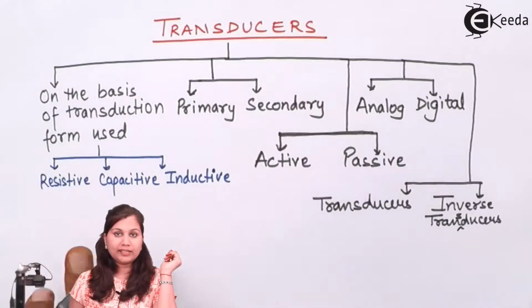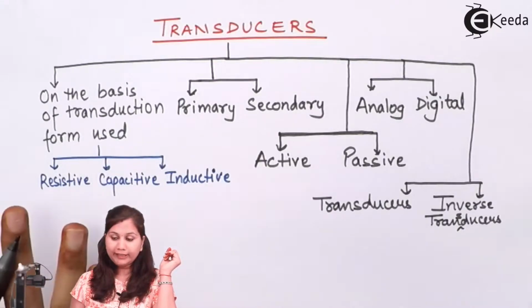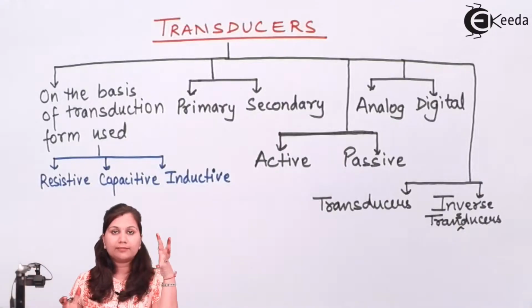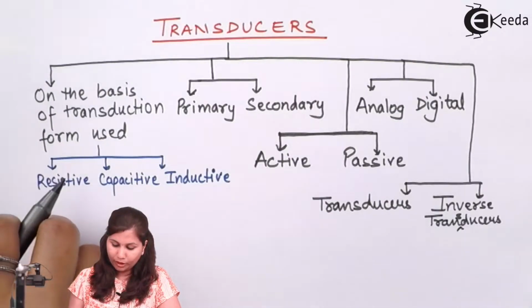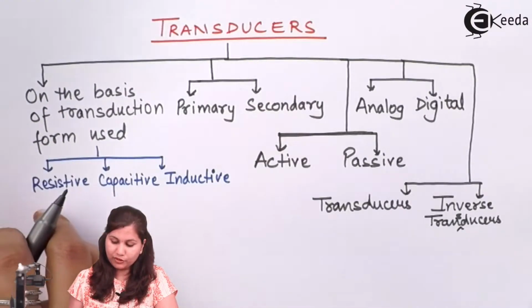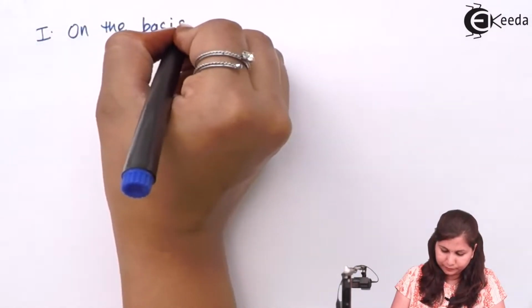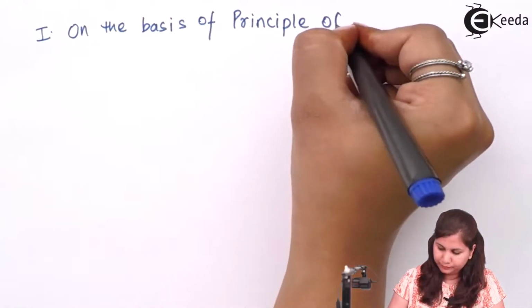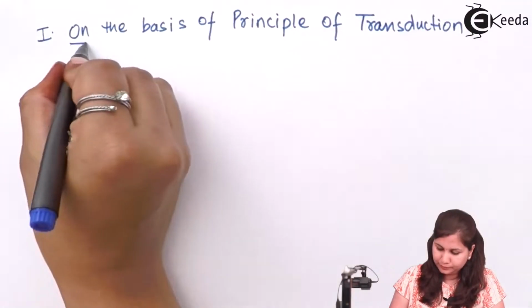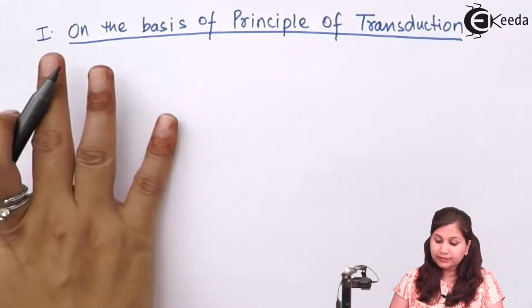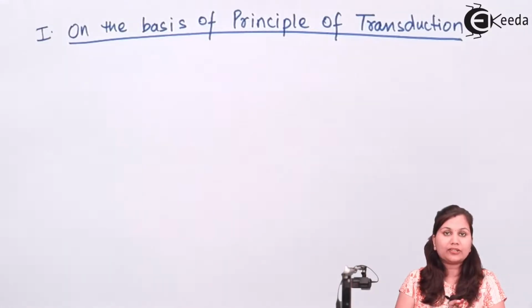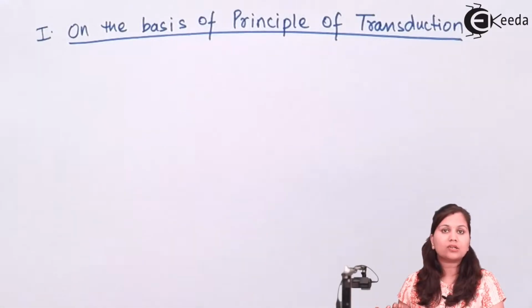So these are the various categories in which the transducers are classified. Let us study these classifications in brief. First, we will start with the classification on the basis of the transduction form used. As I have said, under this category the transducers are classified as resistive, capacitive and inductive transducers, based upon whether the non-electrical quantity is converted into a resistance, a capacitance or an inductance.